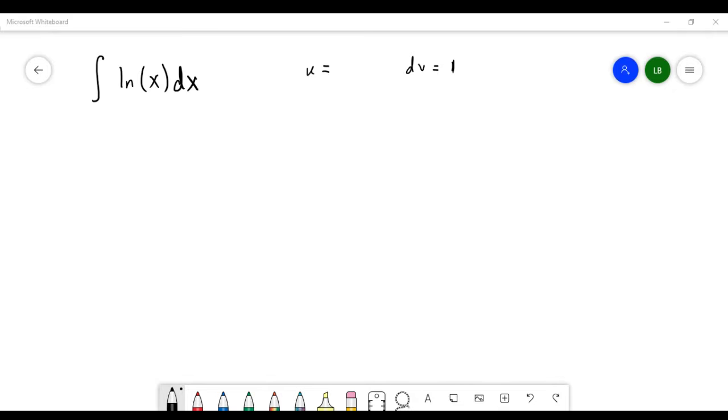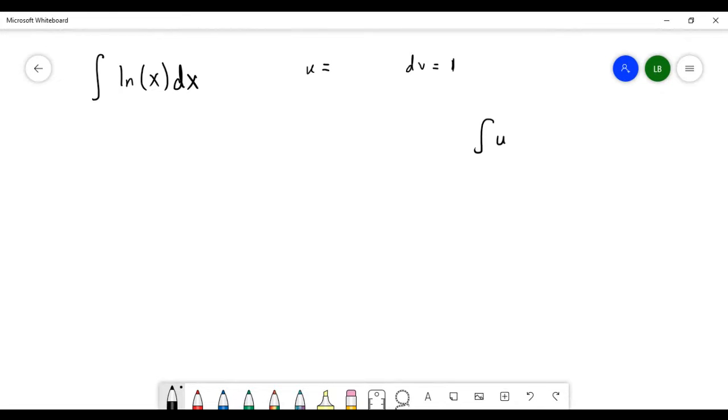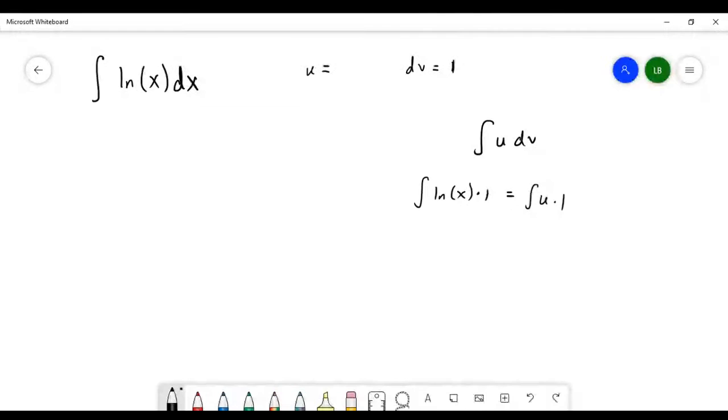Not quite. Because remember, our integral should take the form integral of u dv. So we can think of it as natural log of x times, we already chose dv, so times 1, is equal to integral of u times 1. Maybe if I set it up like that, you maybe see what u should be.